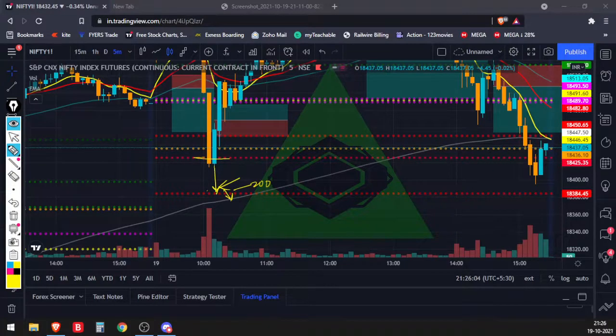So for that reason, I just trailed my stop loss from above this candle to here. So at least I'm going to book some points. The very next candle executed my trailing stop loss, so I was in profit of 50 points here. Remember, the previous trade was a loss, and here is 50 points profit.